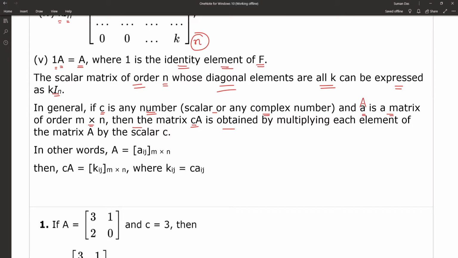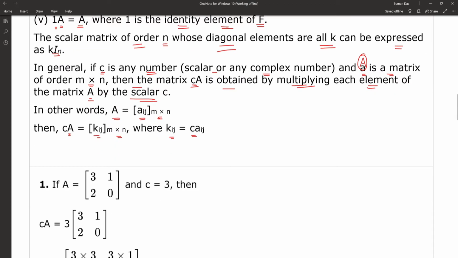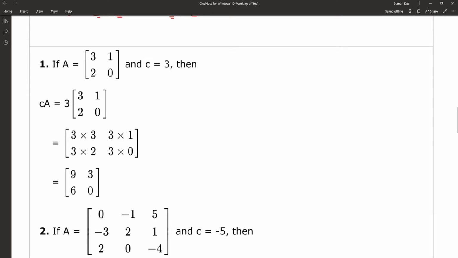We may write small a as capital A, because in general capital A is used to denote the matrix. So CA is obtained by multiplying each element of the matrix A by the scalar C. In other words, A is equal to Aij of order M cross N. Then CA is also Kij of order M cross N, where Kij is equal to C into Aij. Let's check with an example.